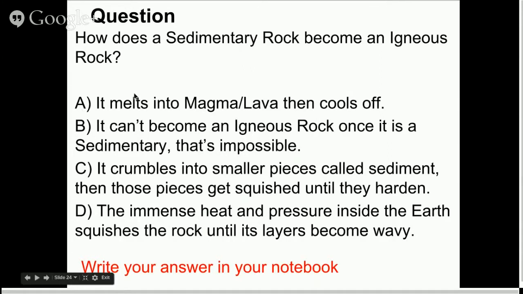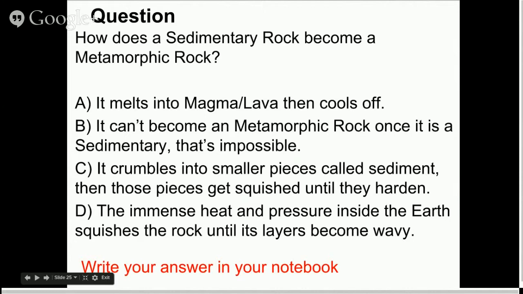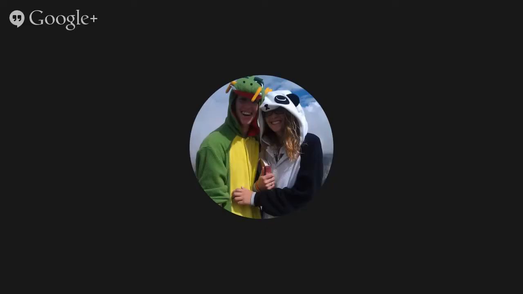Correct answer is A. In order to turn into an igneous rock, ignis meaning fire, it must turn into magma or lava first and then cool off. All right, how about sedimentary rock turning into metamorphic? Same choices. Go ahead and pause. Correct answer is D. The immense heat and pressure inside the earth squishes the rock until its layers become wavy.